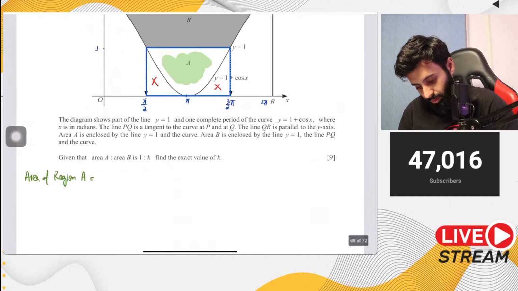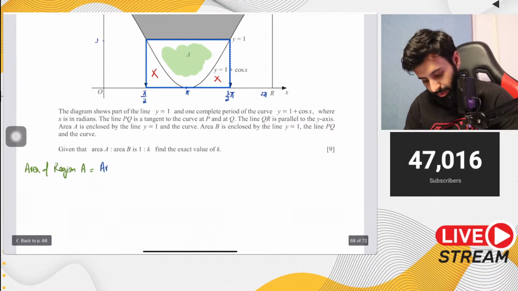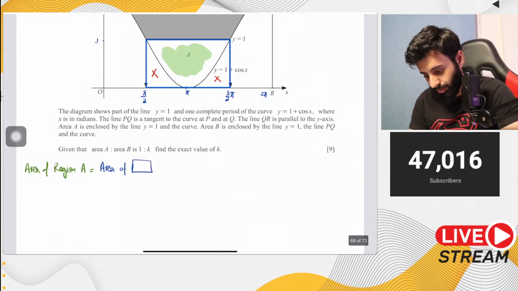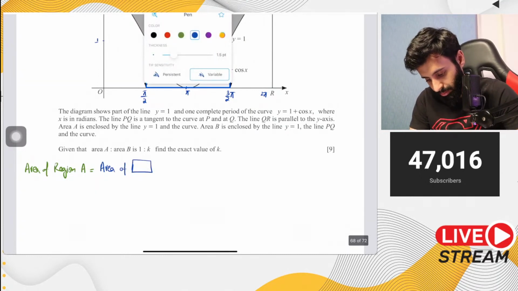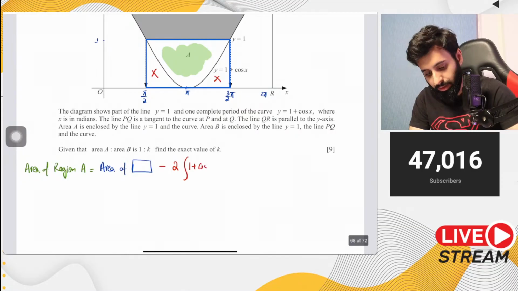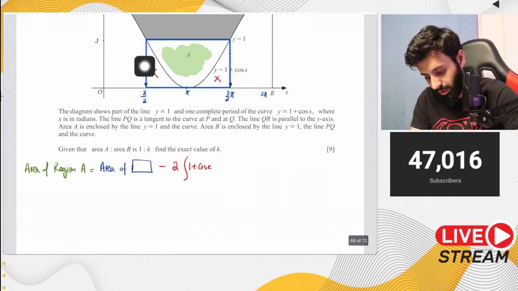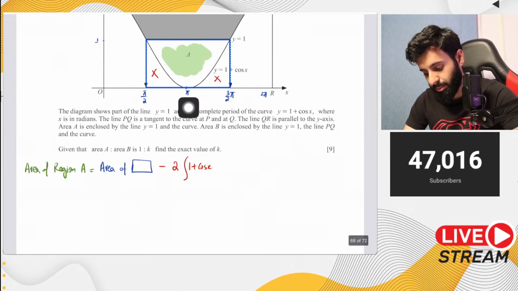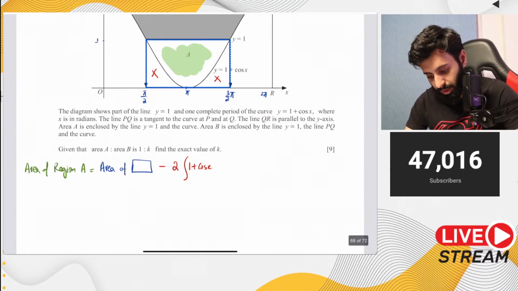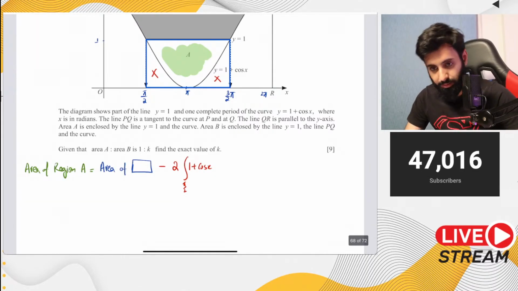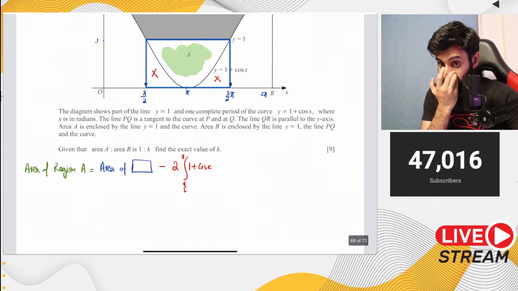It's going to be the area of the rectangle. This is a 9-mark question, so remember, it's very important that you do your planning over here. And from the area of the rectangle, I'm going to minus 2 times the area under the curve, which is 1 plus cos x. You can either find this area from pi upon 2 to pi, or from pi to 3 upon 2 pi. It makes no difference, but you have to multiply it by 2. So that's going to give me the region A.